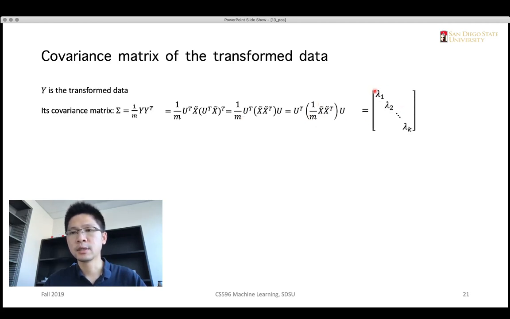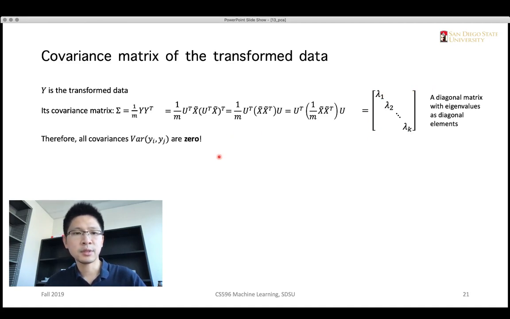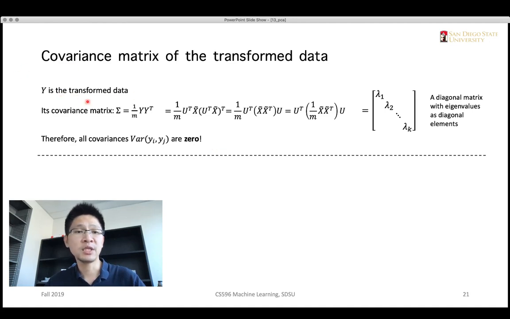Which is just the first k lambda values as diagonal elements, and the rest of the elements are 0. Because that's the property of the eigenvectors and eigenvalues. Remember, they are composed of the k eigenvectors of the covariance matrix of x in the middle here. So the result is the k diagonal matrix, and the rest of them are 0. This means that the covariance between the k dimensions are 0. In other words, all covariance elements in this matrix are 0. So all the k dimensions in the transformed data are independent of each other.